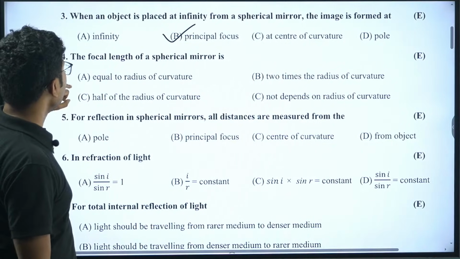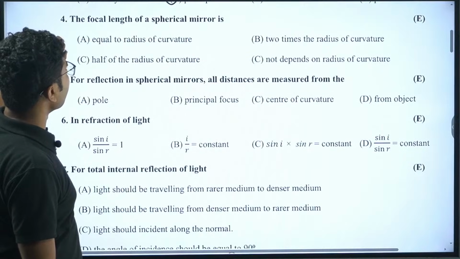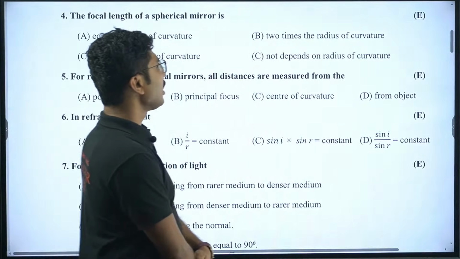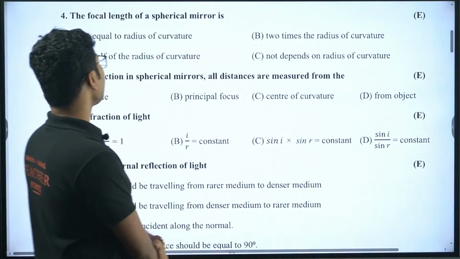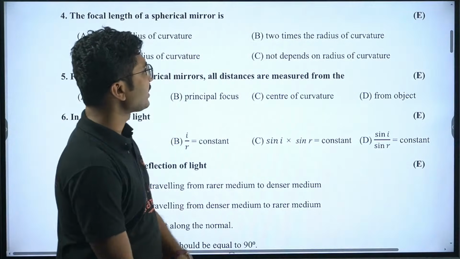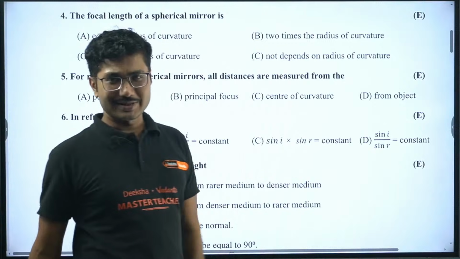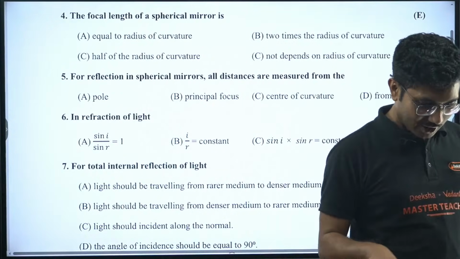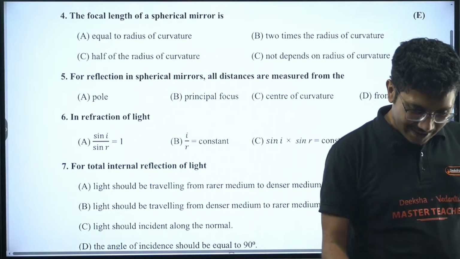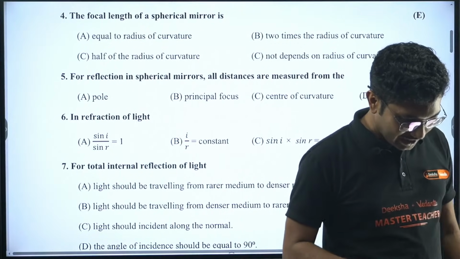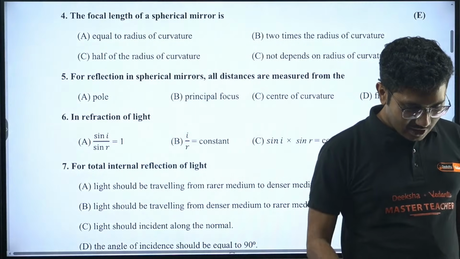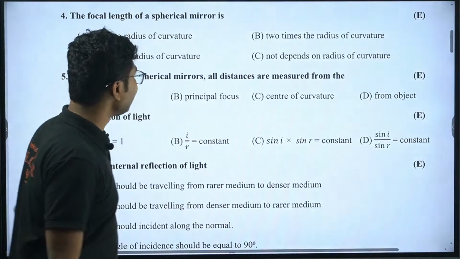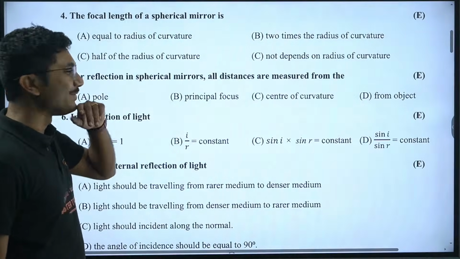Okay, next question. The focal length of a spherical mirror is equal to its radius of curvature, 2 times the radius of curvature, half of the radius of curvature, or does not depend on the radius of curvature. This is another easy question. If you followed the previous question, you should be able to answer. Nagaraj answered 3B, now answered 4C. Tanmay Shetty and Rakesh also answered C. Let's see. So here one twist is there.